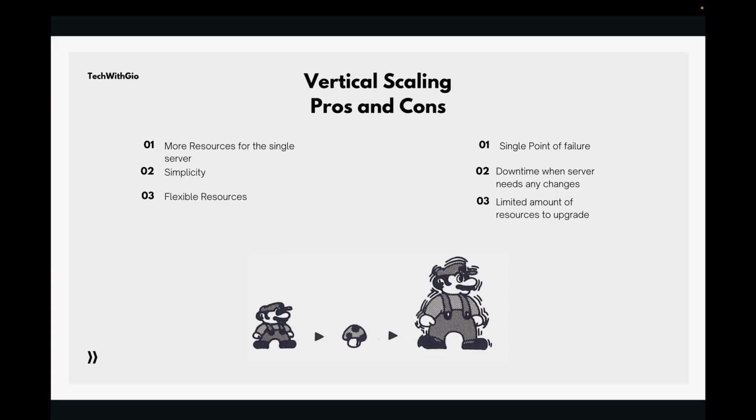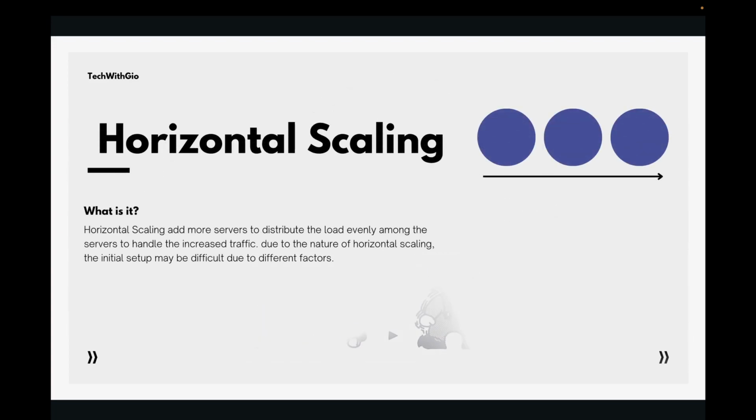So those are the pros and cons, and these are things that you have to weigh in when making a decision on vertical scaling for your server. Then there is horizontal scaling. What is it?